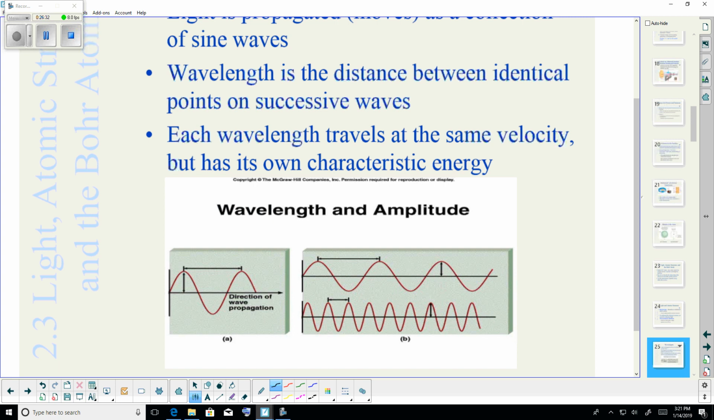So now, this is a low frequency. If I get to a higher frequency, which one has more energy? The higher frequency.